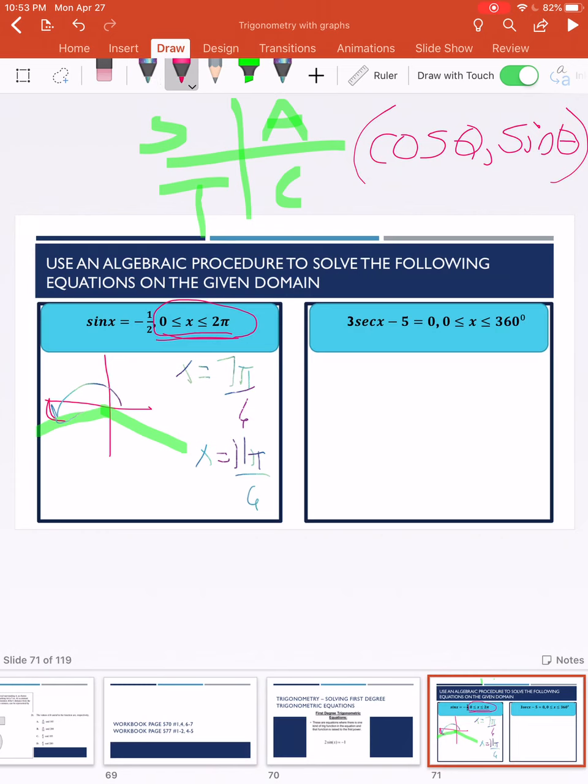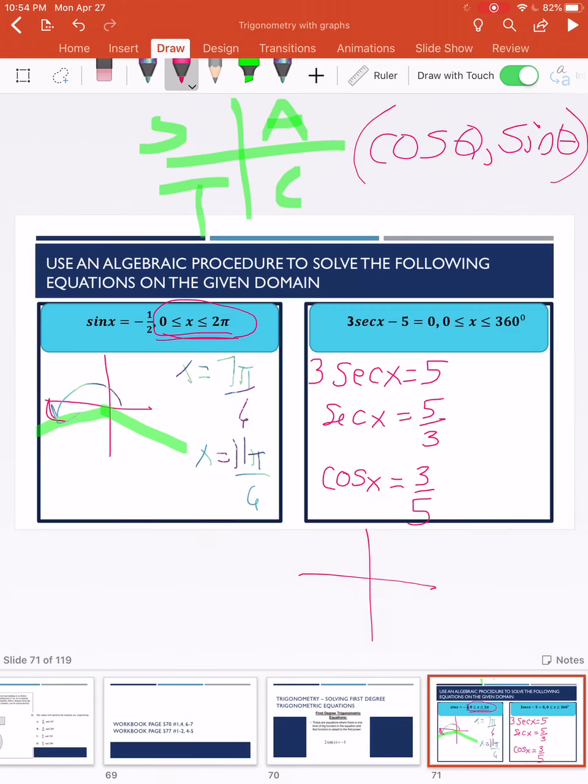So now my next question, I have secant. First I'm going to isolate that secant. That'll be my first step. So I'll move the 5 over, so it becomes positive 5, and I'll divide by the 3, so I end up with 5 over 3. I know secant is the reciprocal of cosine theta, so I'm just going to take the reciprocal of that ratio. And now I can draw it.